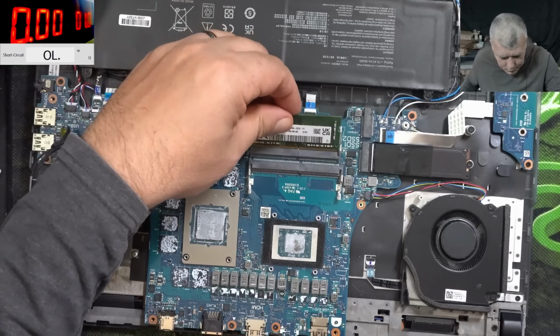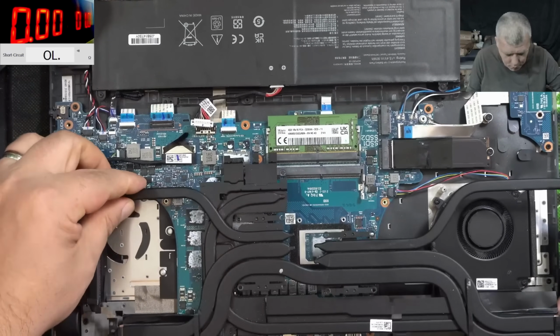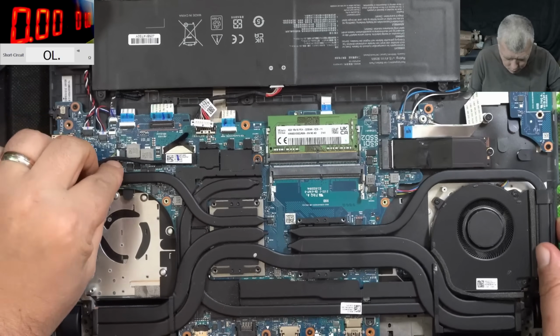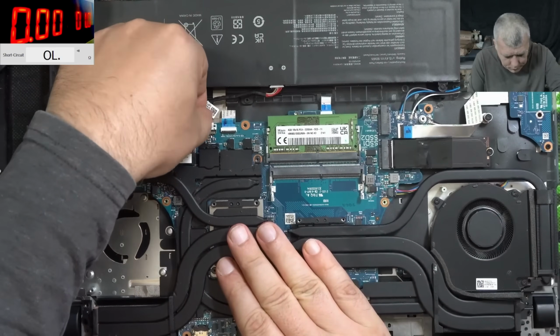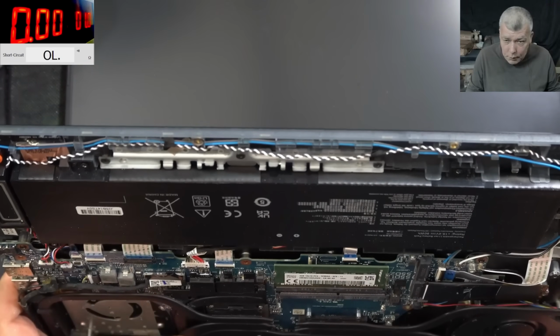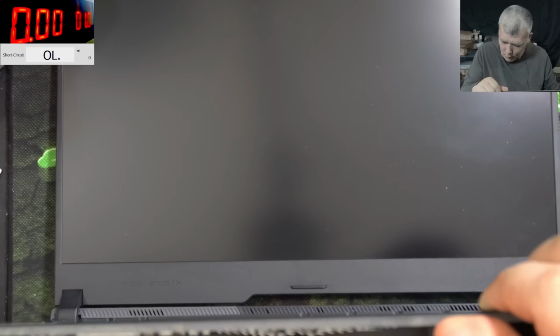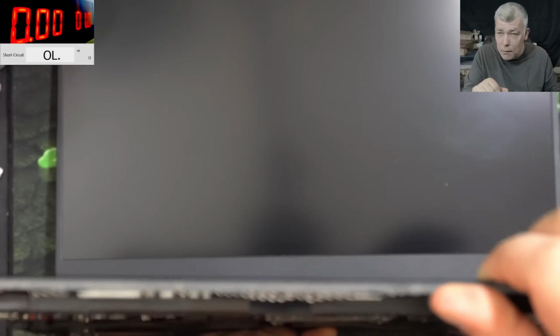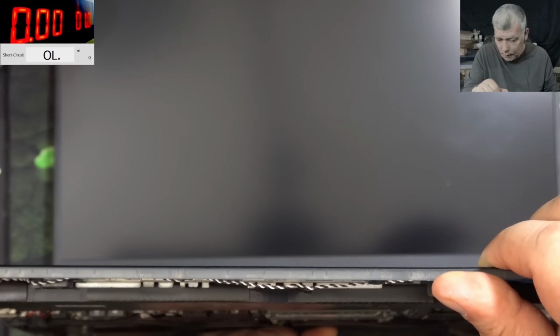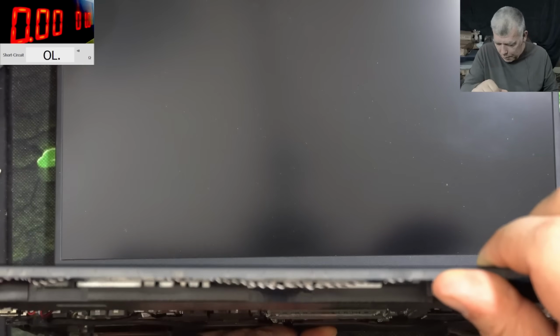Let's put the RAM memory back, heatsink, just to see what the laptop is doing. Heatsink, plug in the battery. Battery is plugged. And let's press the power button. Yeah, the laptop is on. Here you can see the RGB. And the fan is not spinning. Huh? No, it's not spinning. It was spinning at full speed before.